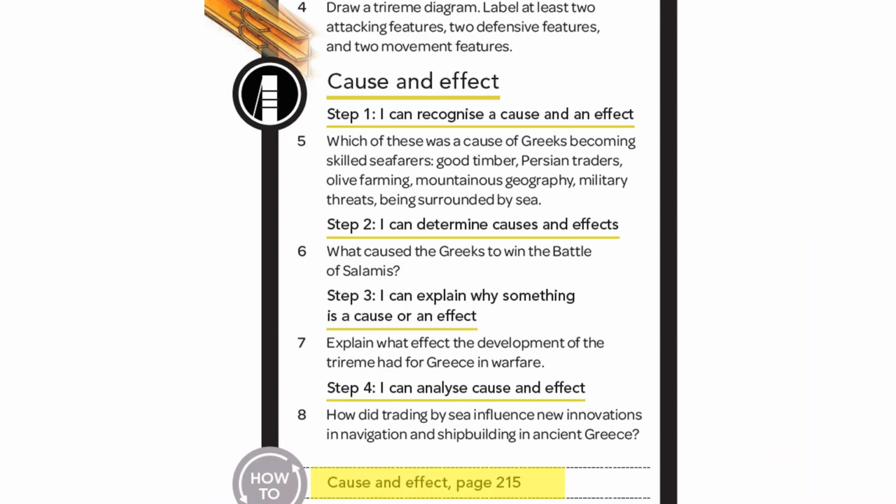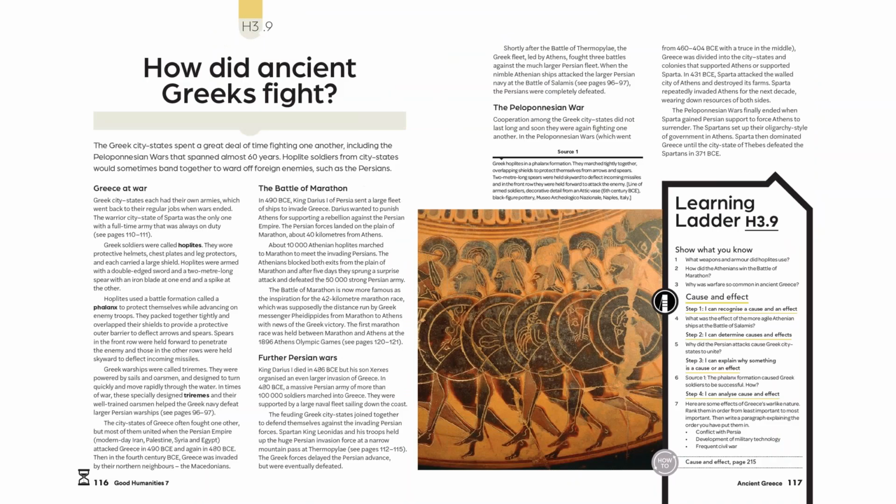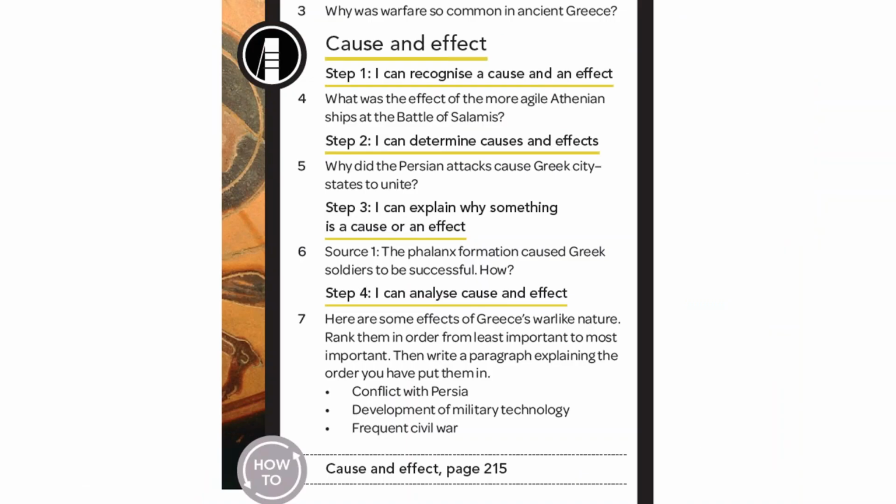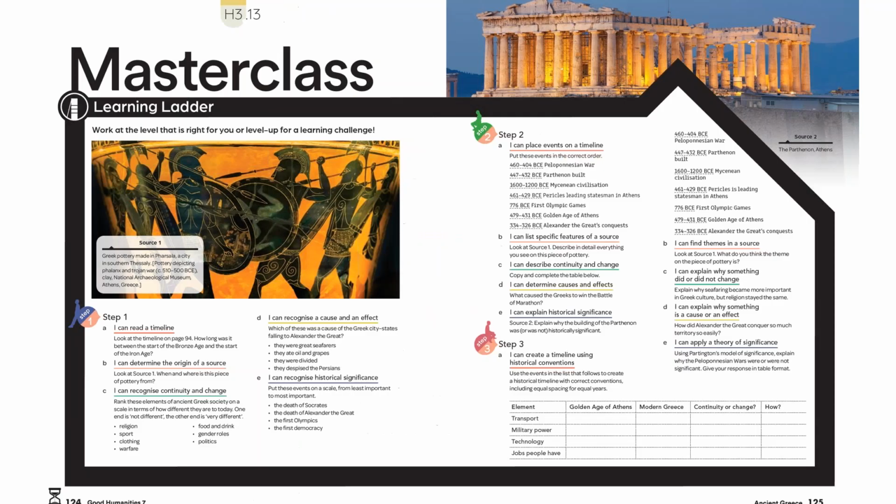So in chapter 3.2, they do it again. In chapter 3.9, they do it again. There's more questions about cause and effect right there at the 4 different levels. And again, if I want to know how to do those things, I can go to page 215. And then at the end of each chapter, we have a masterclass.